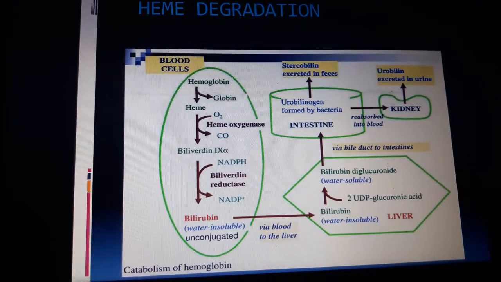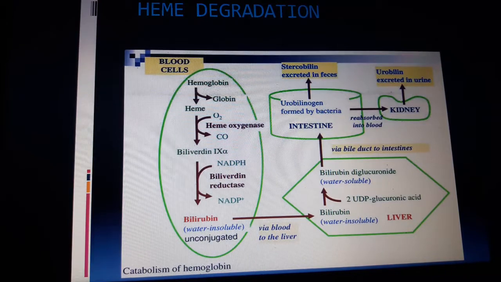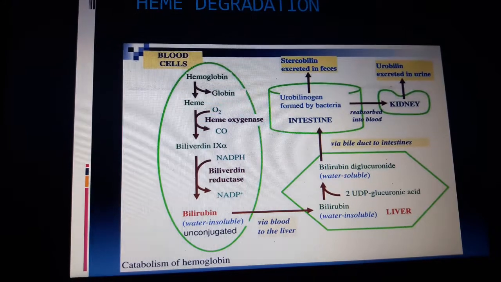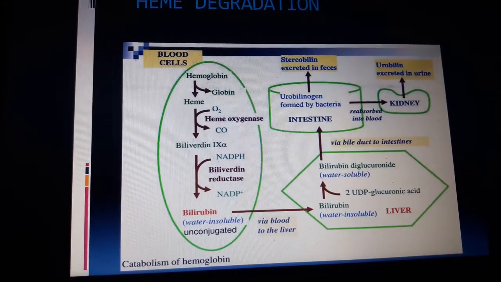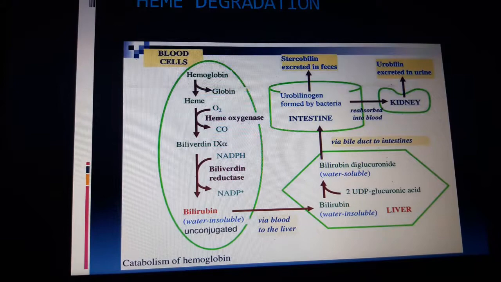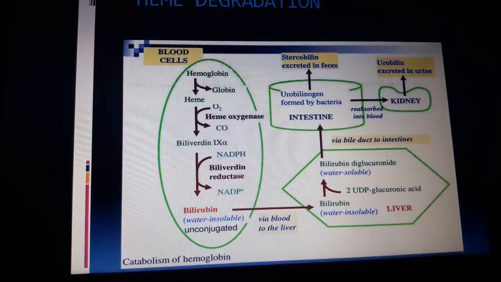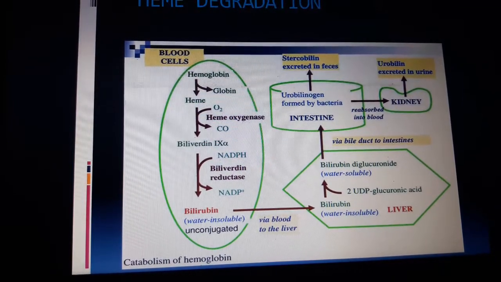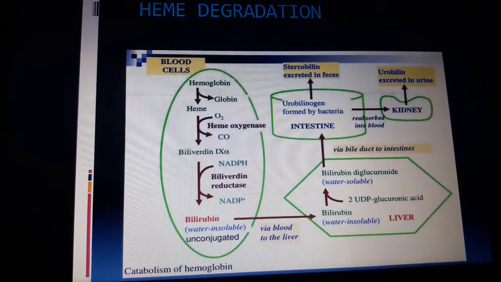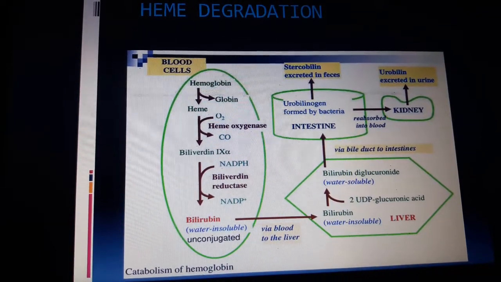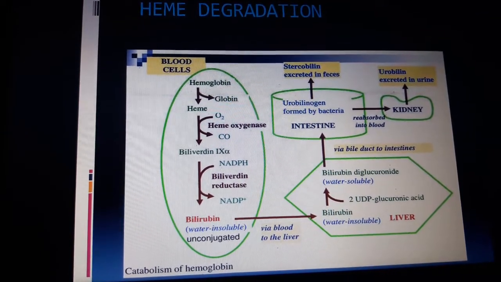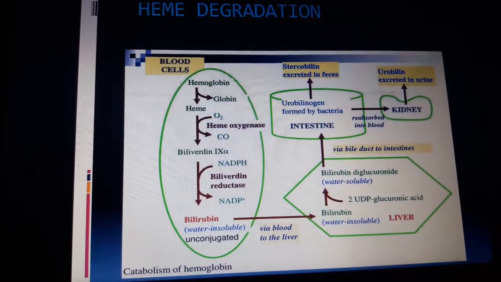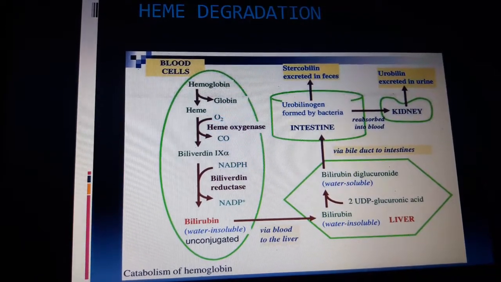Then the conjugated bilirubin enters into the intestine through the bile duct. Here bilirubin is converted to urobilinogen by the action of glucuronidase. Glucuronidase is a microbial enzyme. Then the urobilinogen is converted to stercobilinogen. Then it is excreted in the form of stercobilin in feces. And part of the urobilinogen is excreted through the kidney in the form of urobilin in urine.